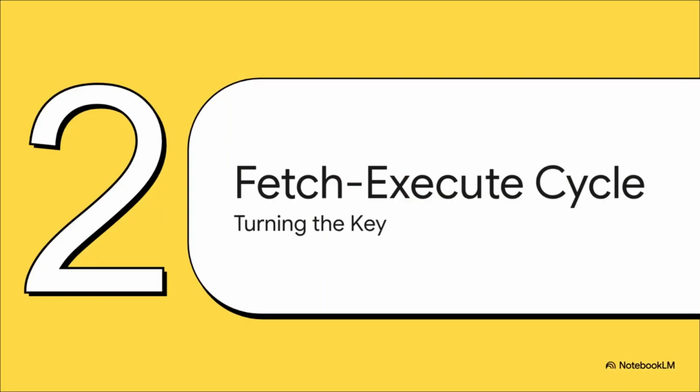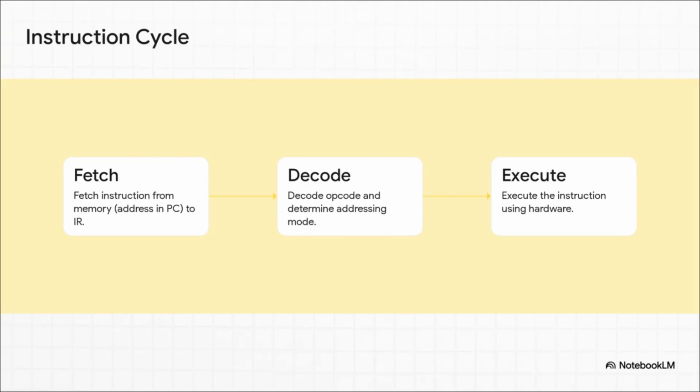Moving on to Section 2, the fetch-execute cycle. This is where we essentially turn the key in the ignition. The crucial takeaway here is that every single task a computer performs boils down to this one repeating loop. Step 1 is fetch. The program counter, let's say it's at address 5, goes out to memory, grabs the instruction sitting there, and pulls it into the instruction register. And crucially, the PC immediately steps up to 6, getting ready for the next round.